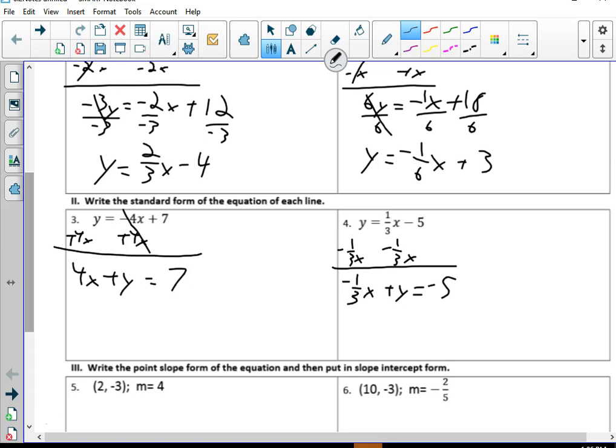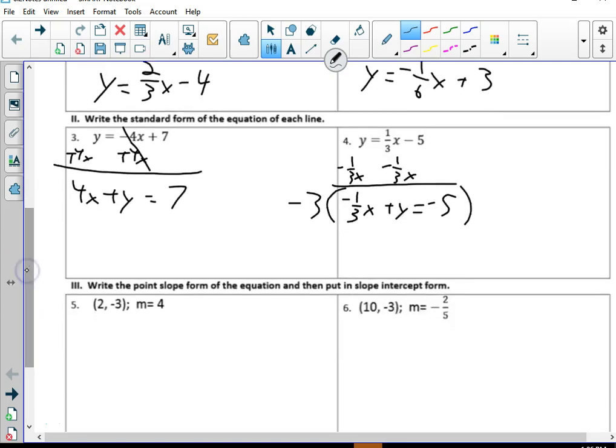3. Right, so we're multiplying by negative 3. Very good. 3 will help us get rid of the 1/3. Negative will help us get rid of the negative. So negative 3 by everything will get rid of both. So that's going to give me a positive x minus 3y equals positive 15.